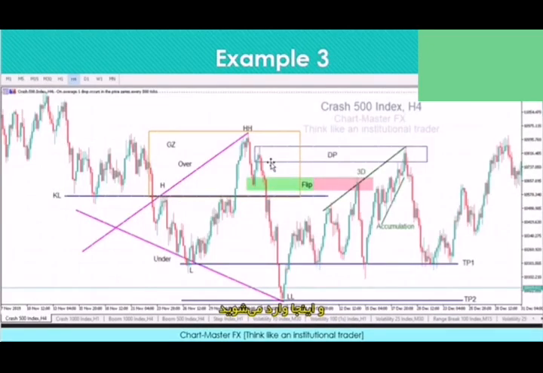So let's go to example number 3. On example number 3, we can see this setup where we have a key level here, and you can see that this is a kind of flippy key level, where we had a good support here, and that support turned to resistance here. And you can see that the price was able to break this high, and it created a higher high. Once the price creates a higher high, then we can draw our golden zone.